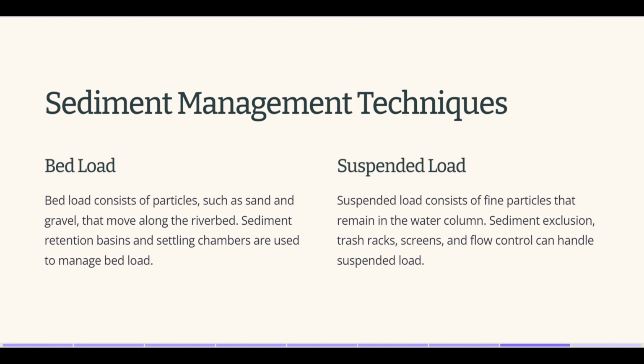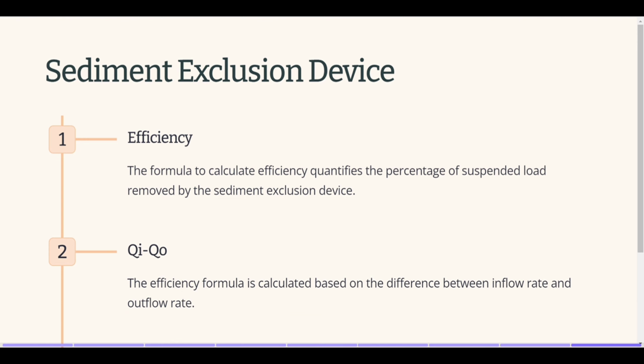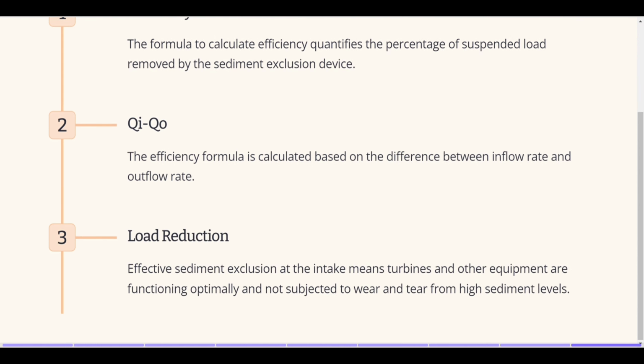Suspended load. Suspended load consists of fine particles that remain in the water column. Sediment exclusion, trash racks, screens, and flow control can handle suspended load. Sediment exclusion device. Efficiency. The formula to calculate efficiency quantifies the percentage of suspended load removed by the sediment exclusion device. The efficiency formula is calculated based on the difference between inflow rate and outflow rate. Load reduction. Effective sediment exclusion at the intake means turbines and other equipment are functioning optimally and not subjected to wear and tear from high sediment levels.